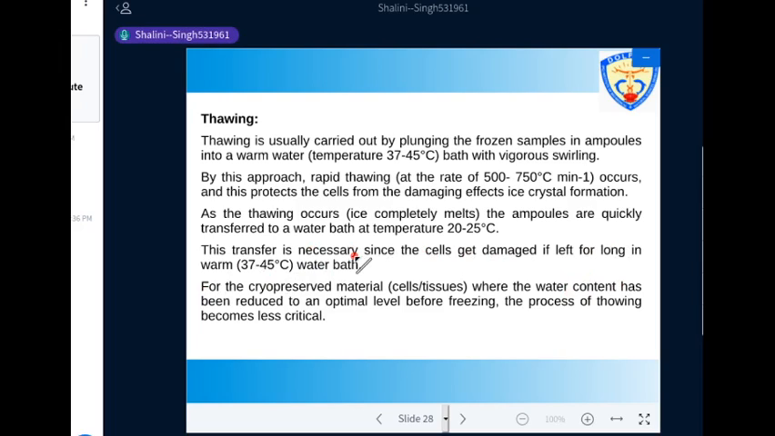For the cryopreserved material, cells or tissues, when the water content has been reduced to an optimal level before freezing, the process of thawing becomes less critical.